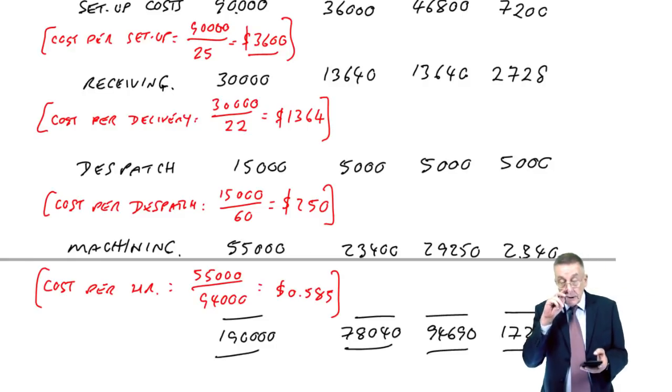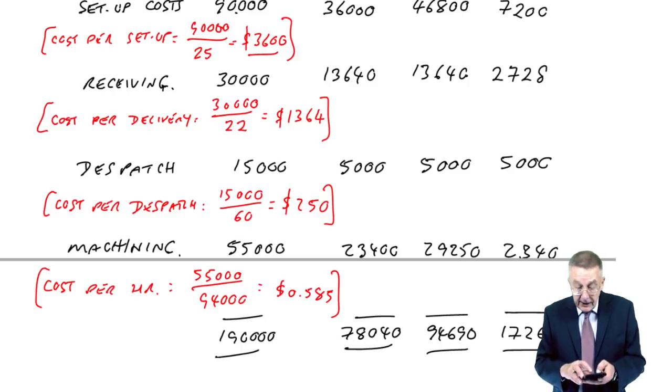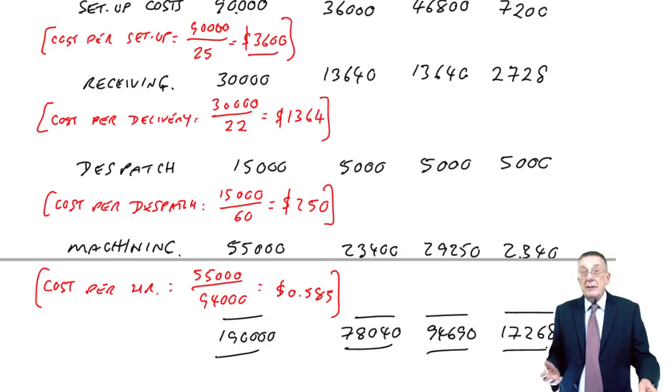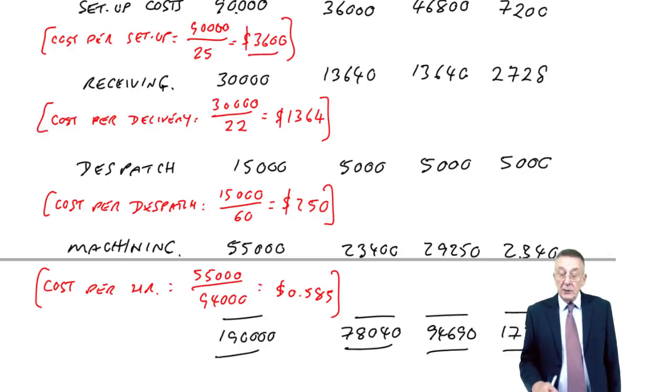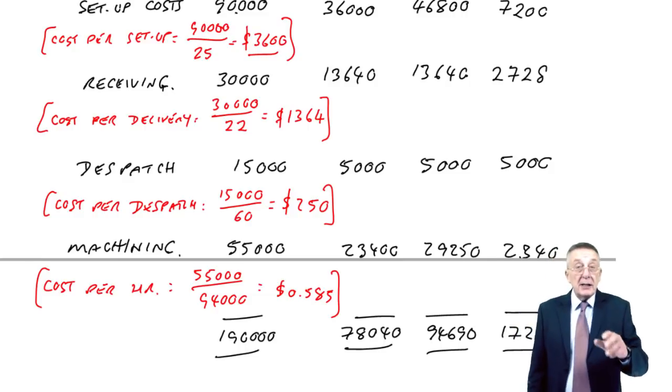$17,268. Now again, because of that rounding earlier, it won't add up to exactly the right figure. But just let me make sure it's close to it. Then I haven't made a silly mistake. 78,040, 94,690, 17,268. Yeah, it's $2 different. You're about to see why. I don't really care. But there's the total we're giving to each product.